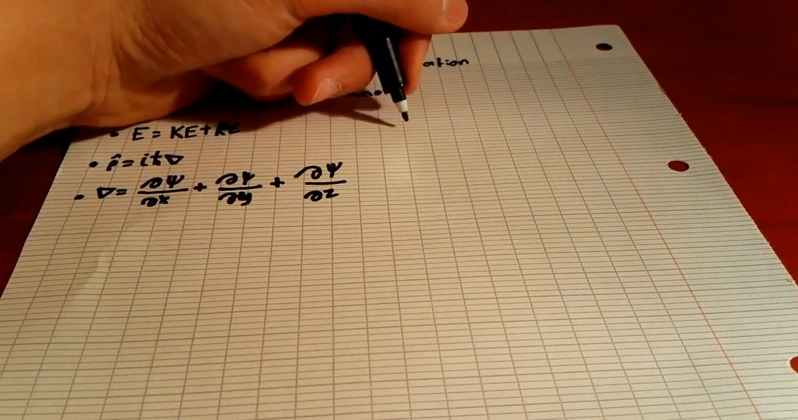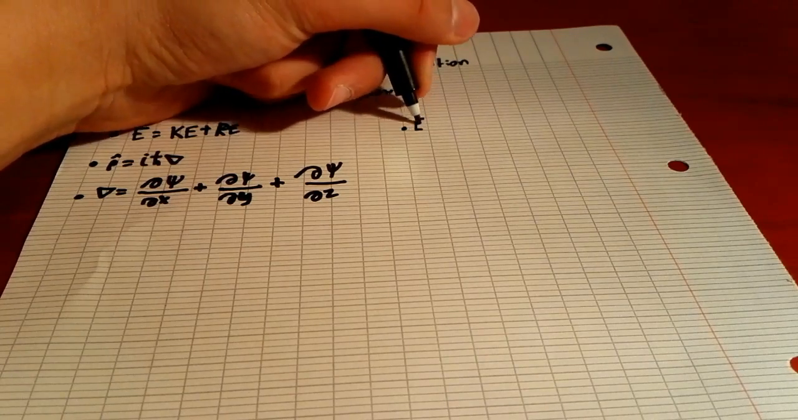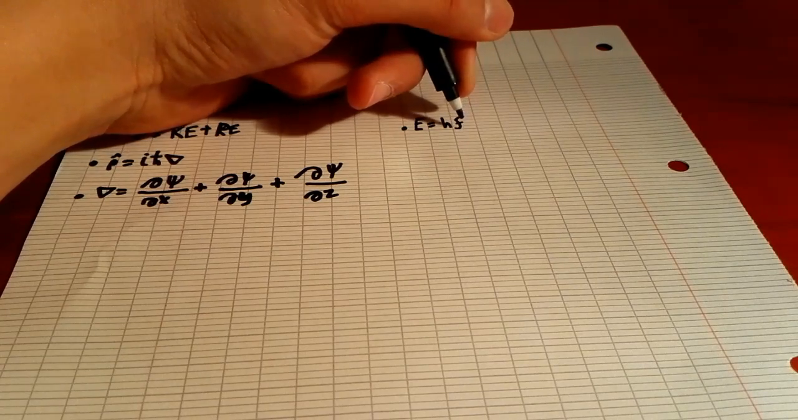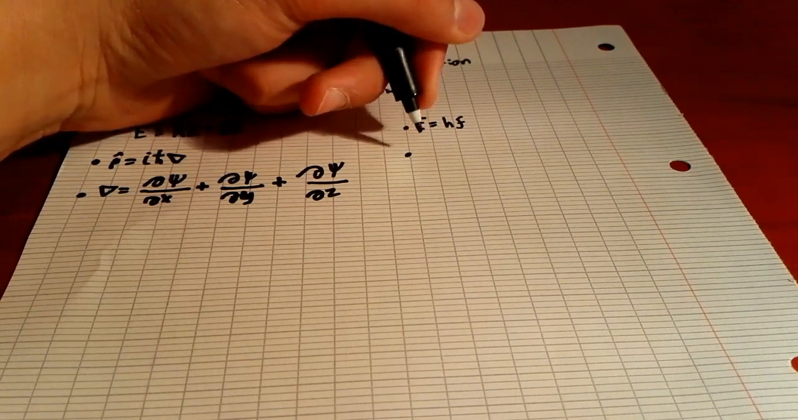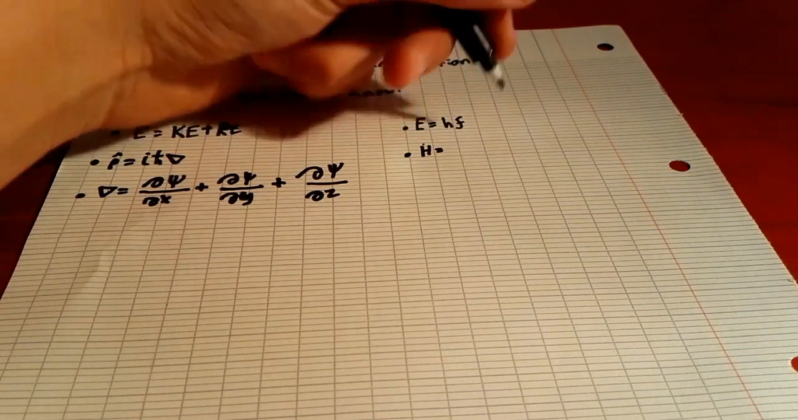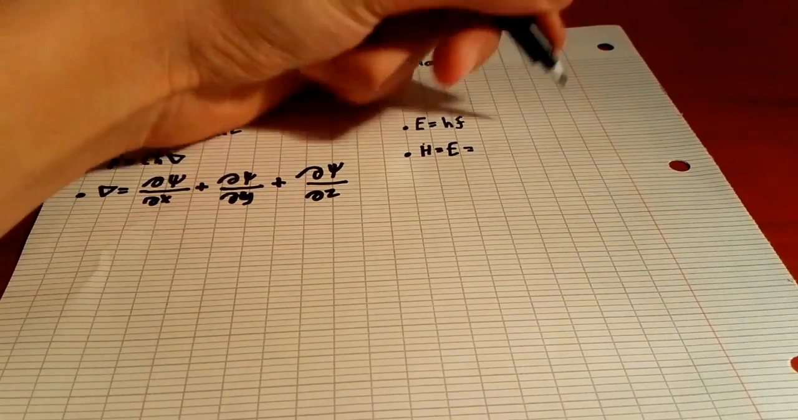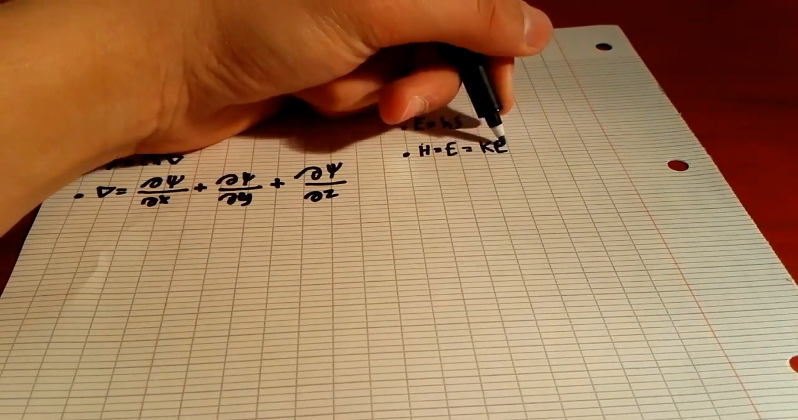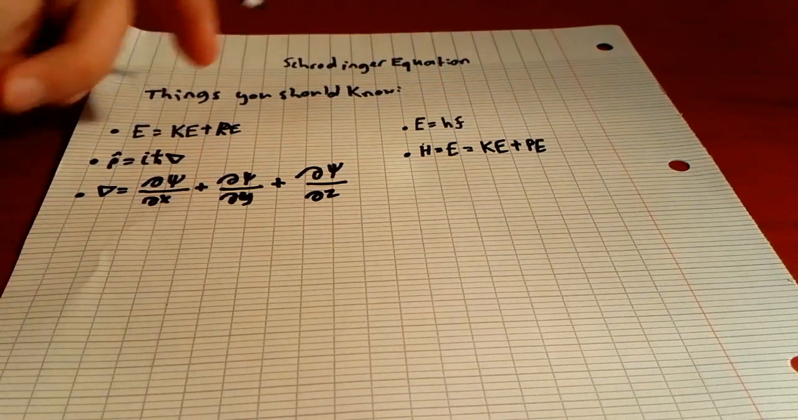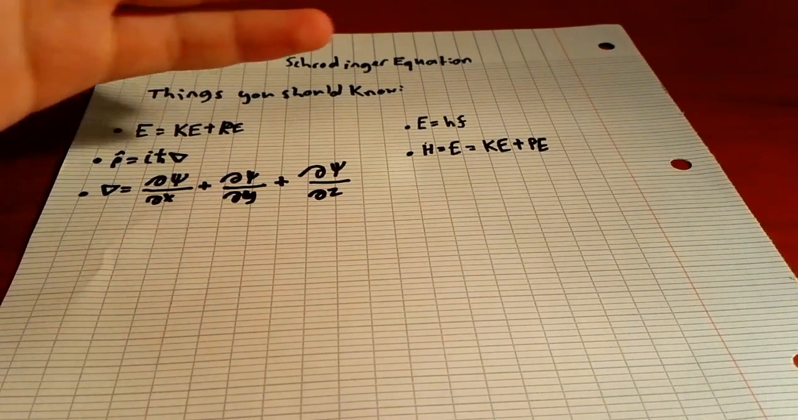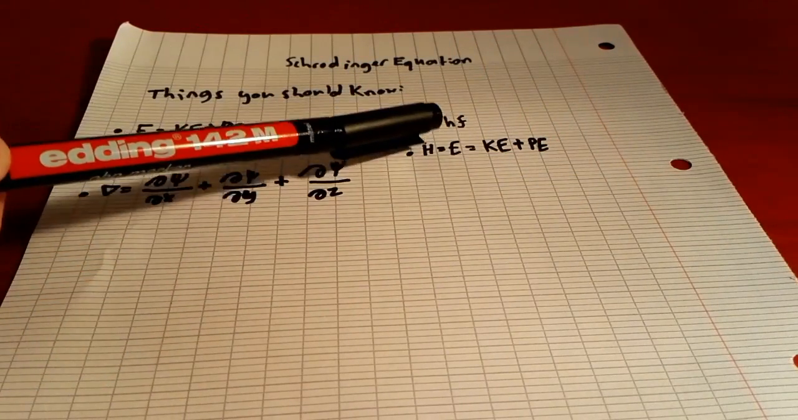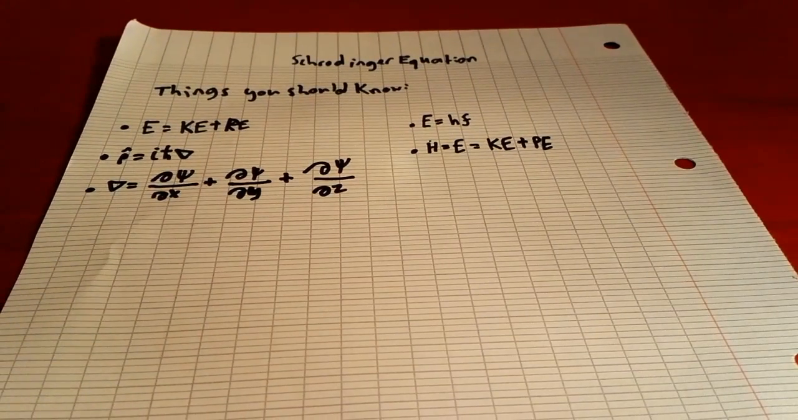Apart from that, you should know that the energy could be written as hf. You should also know that the Hamiltonian operator is equal to energy, which is equal to kinetic energy plus potential energy. Okay, so we're going to be adding a couple of more things as we go, but I'll describe them later on.